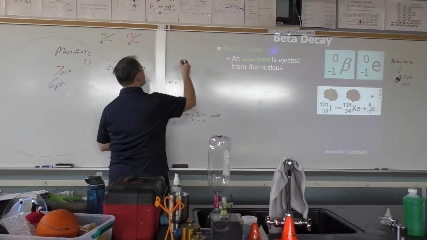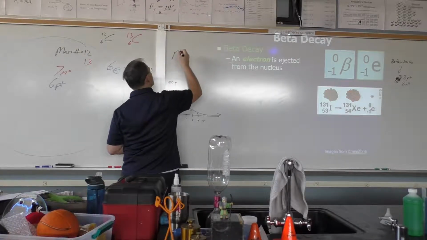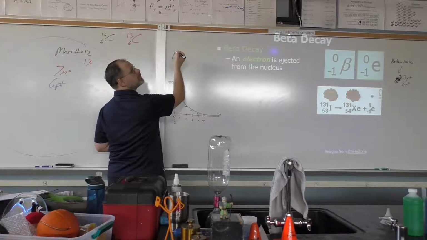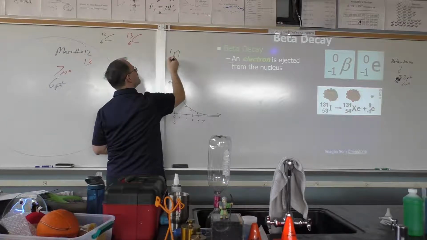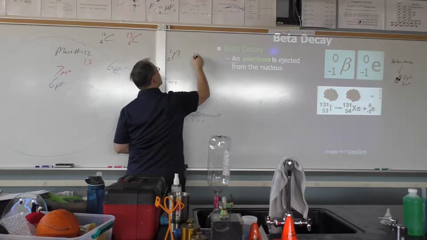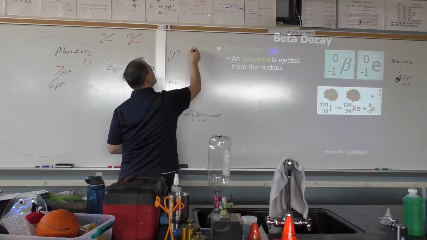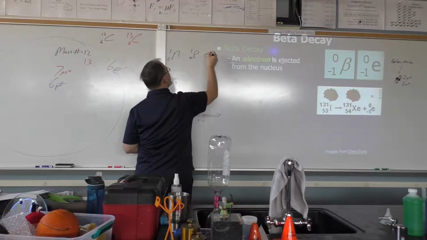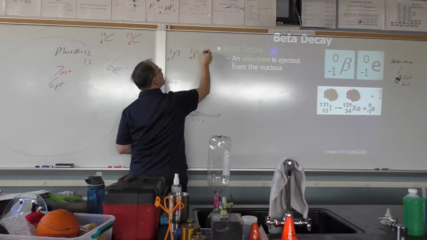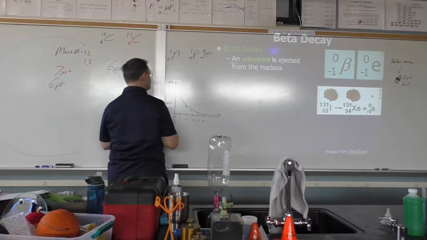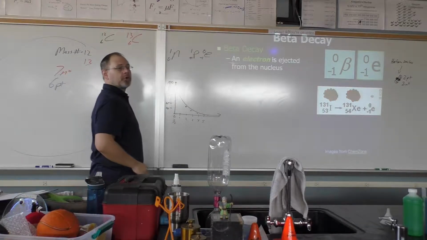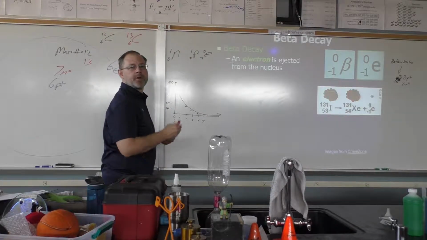So imagine this. You got a neutron. A neutron has a mass of 1 and a charge of 0. And a proton has a mass of 1 and a charge of plus 1. And an electron has a mass of 0 and a charge of -1. So those are our 3 primary subatomic particles.